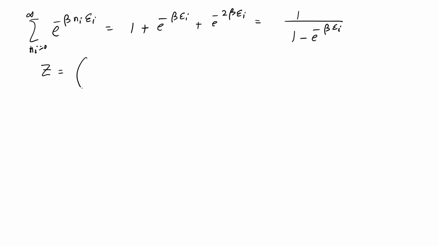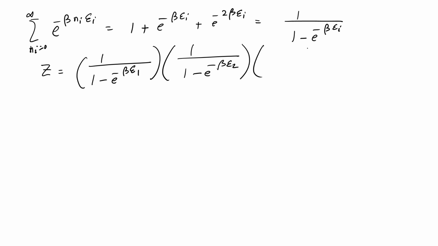So, the total partition function becomes all these brackets, which are 1 divided by 1 minus exponential minus beta epsilon 1, 1 divided by 1 minus exponential minus beta epsilon 2, and all of that, okay, for epsilon 3 and 4 and so on. Okay. So, what you can do is that you can take a log of z, and this is equal to minus the sum of log of, so this is a product of this, and log of 1 is equal to 0.